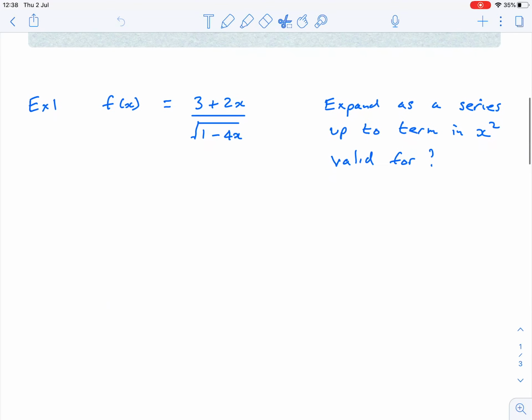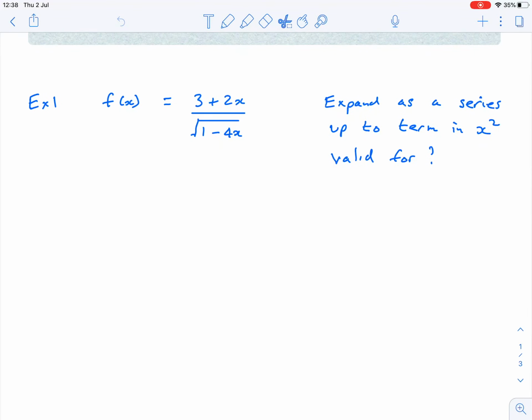Example 1. f(x) equals (3 plus 2x) over the square root of (1 minus 4x). Expand as a series up to the term in x squared and state the range of values of x for which it's valid. So what we're going to do here is rewrite this expression as (3 plus 2x) multiplied by (1 minus 4x) to the power minus a half. The square root of 1 minus 4x is (1 minus 4x) to the half. The fact it's in the denominator makes it to the power minus a half.